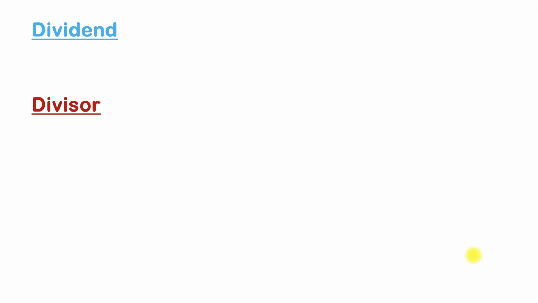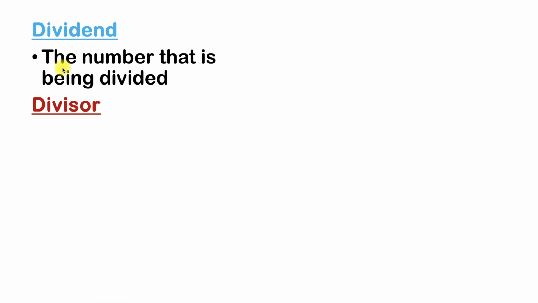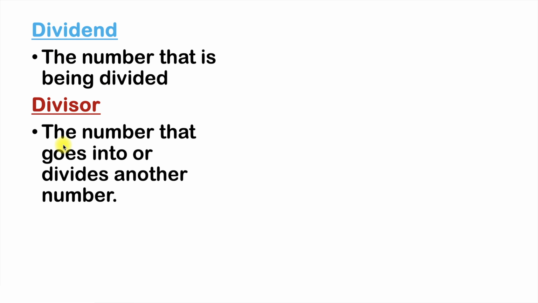In this video, we're going to go over a brief example of how to divide a dividend by a decimal divisor. Before we can even do that, it's important to go over each of these terms. So what exactly is a dividend? Well, the dividend is the number that is being divided. And the divisor is the number that goes into or divides another number.